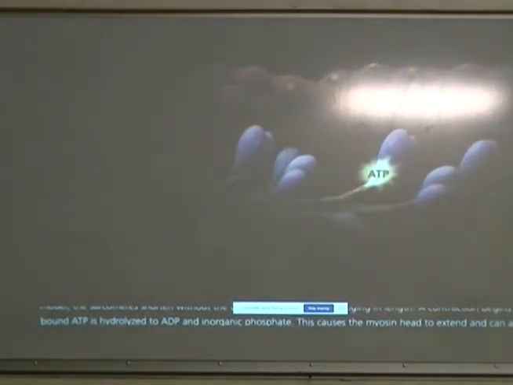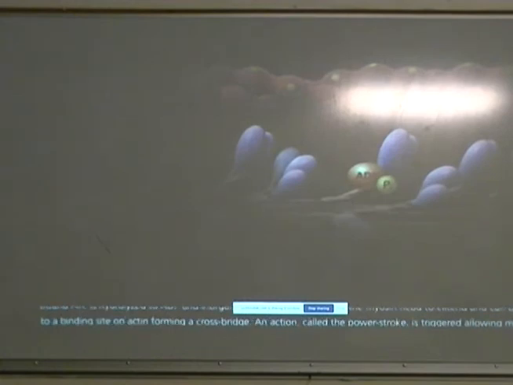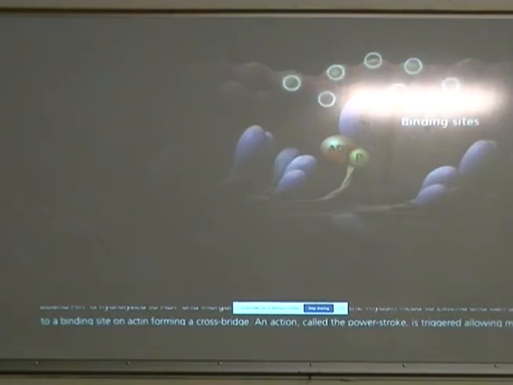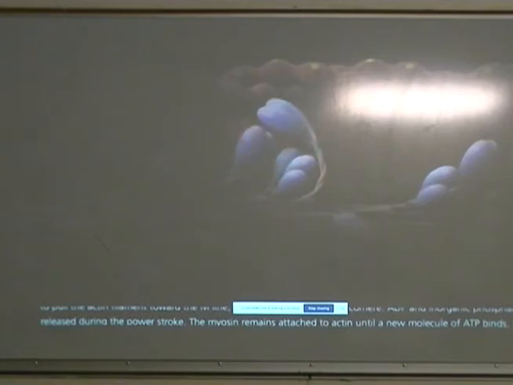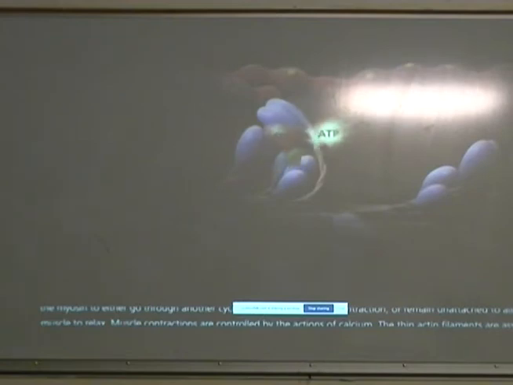A contraction begins when a bound ATP is hydrolyzed to ADP and inorganic phosphate. This causes the myosin head to extend and can attach to a binding site on actin, forming a cross bridge. An action called the power stroke is triggered, allowing myosin to pull the actin filament toward the M line, thereby shortening the sarcomere. ADP and inorganic phosphate are released during the power stroke. The myosin remains attached to actin until a new molecule of ATP binds, freeing the myosin to either go through another cycle of binding and more contraction, or remain unattached to allow the muscle to relax.